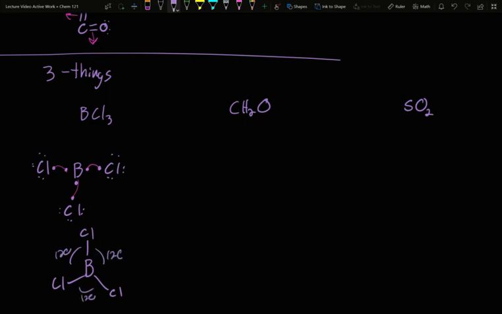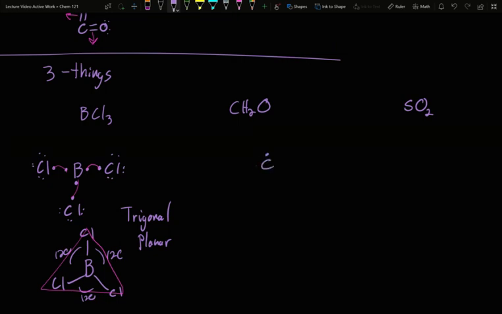Boron is flat. It is literally this shape drawn on your screen. It is flat. All the things would be on a piece of paper. It also is sort of triangular. You can kind of see a triangle. So it is a flat triangle. It gets the name trigonal planar. It's a plane. It is a triangle in a plane. It is trigonal planar.